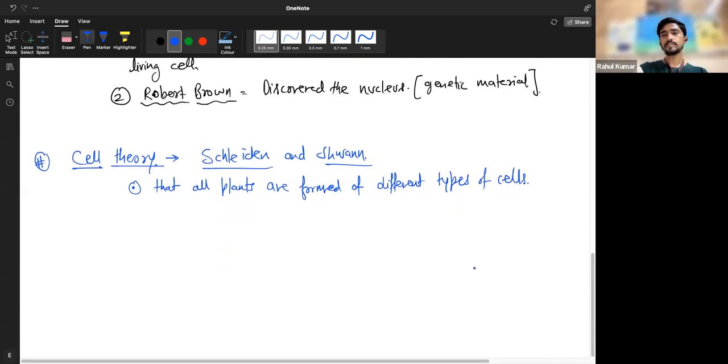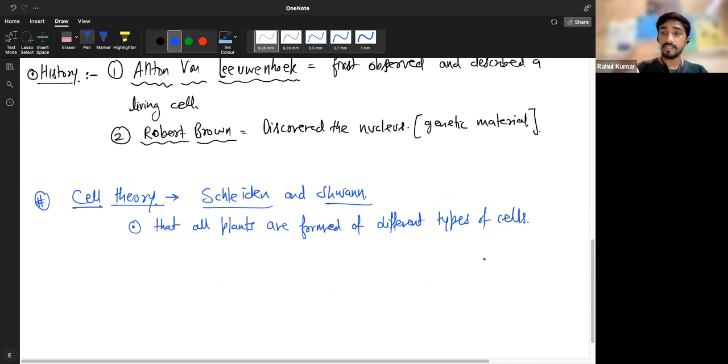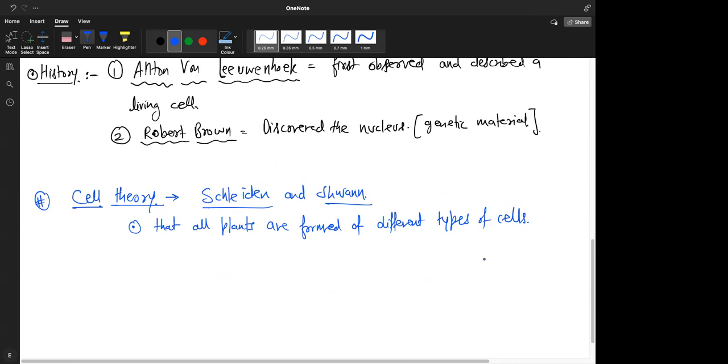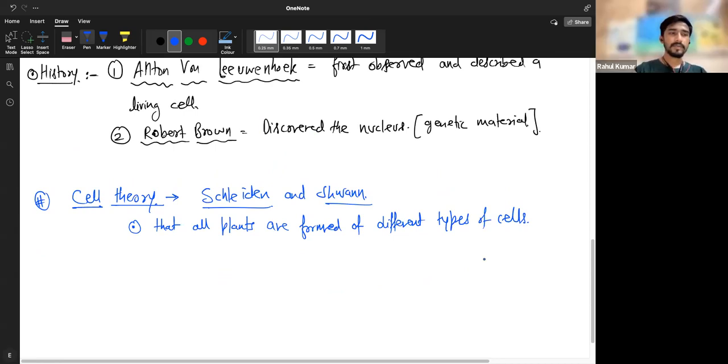In your school also, you do this experiment where you take the onion, peel it out, and under the microscope, look at the cells of the onion, right? Have you done this yet or not? Yes. As biology. Yes? Yeah. So he figured out about plants. Schleiden figured out about plants.